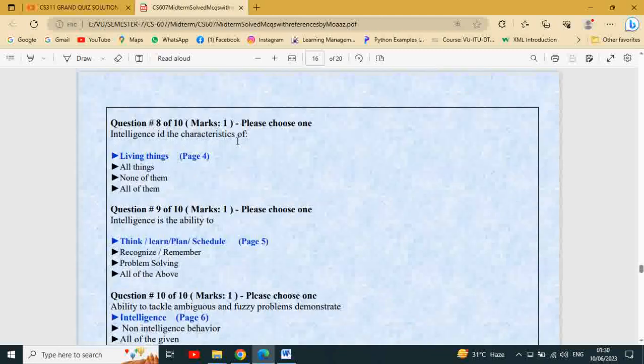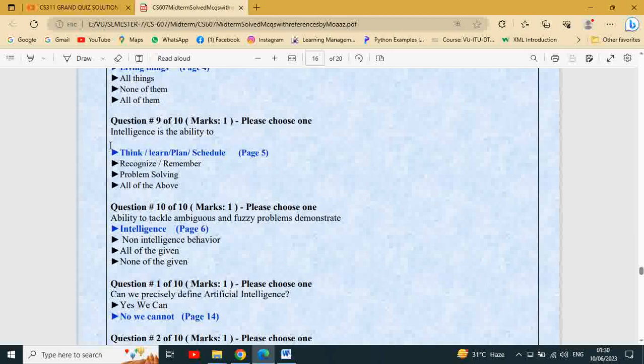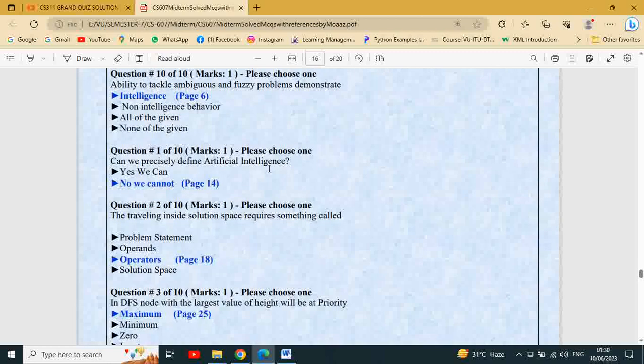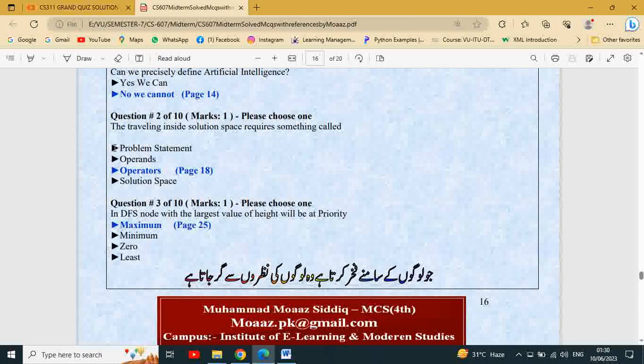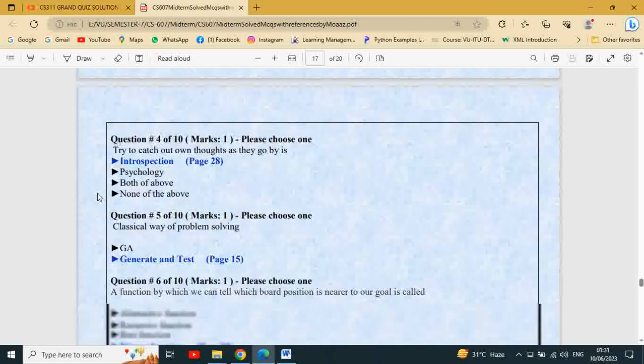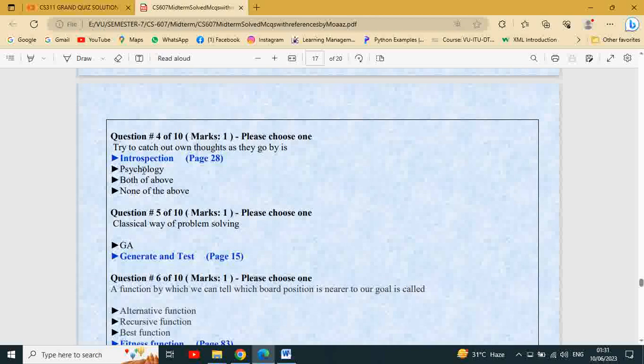Intelligence is the characteristic of living things. Intelligence is the ability to think, learn, plan, schedule. Ability to tackle ambiguous and fuzzy problems demonstrates intelligence. Can we precisely define artificial intelligence? We cannot. Traveling in the solution space requires something called operators. In DFS, the node with the largest value of height will be at maximum priority. Trying to catch out on thoughts as they go by is introspection.